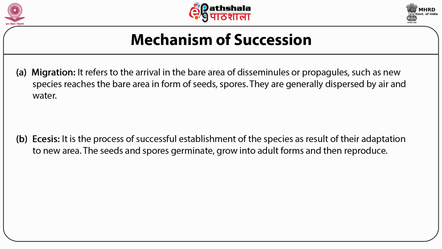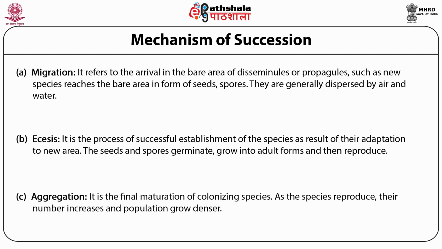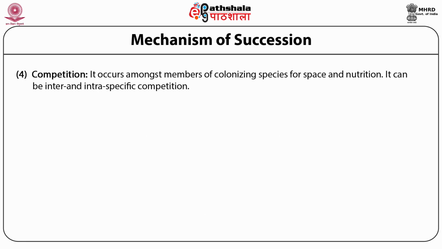The seeds and spores germinate, grow into adult forms, and then reproduce. Third is aggregation. It is the final maturation of colonizing species. As the species reproduce, their number increases and the population grows denser. Competition amongst members of colonizing species for space and nutrition can be inter and intra-specific competition.